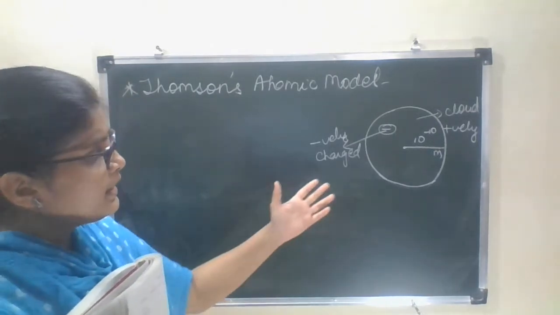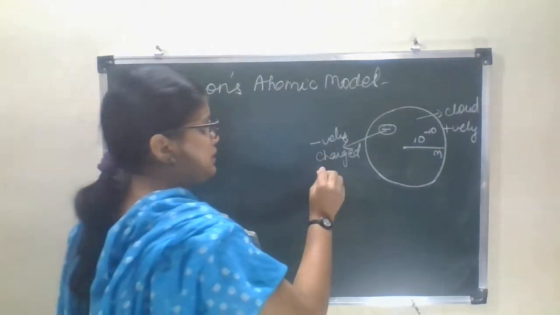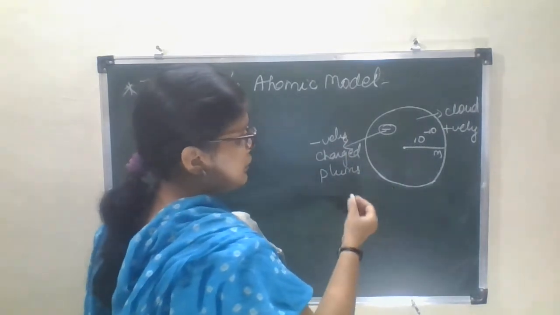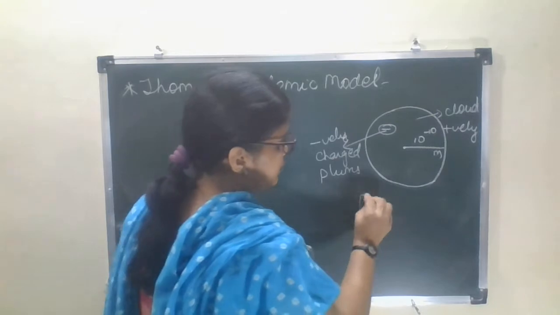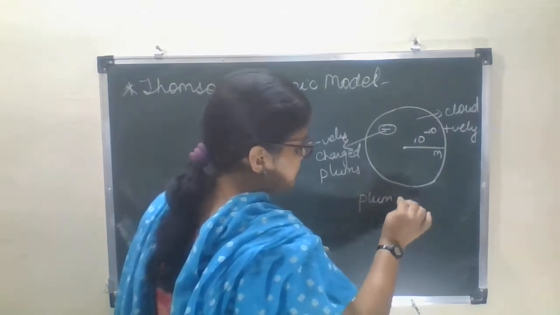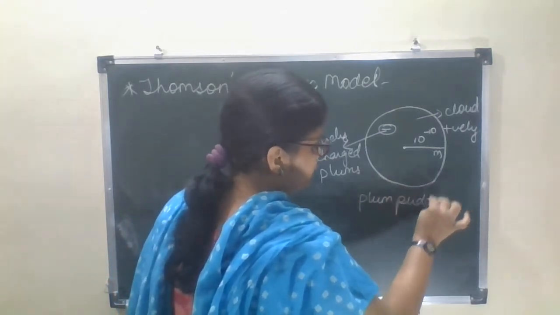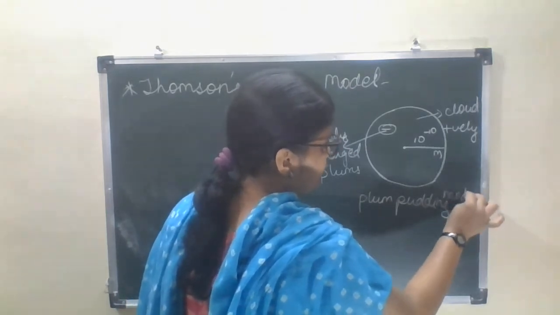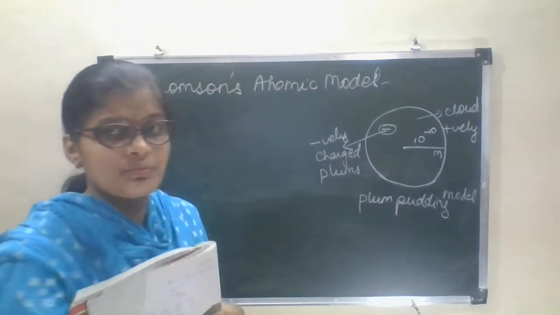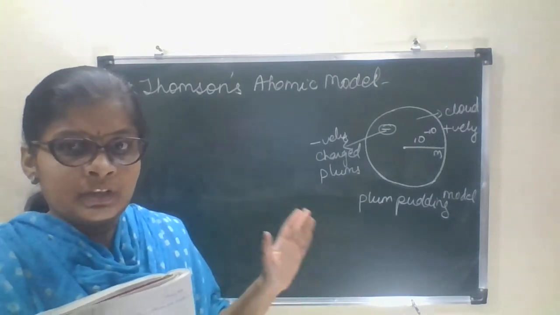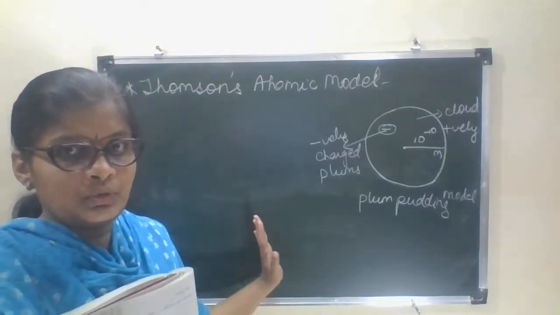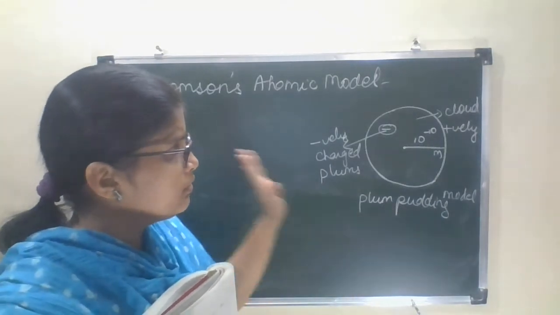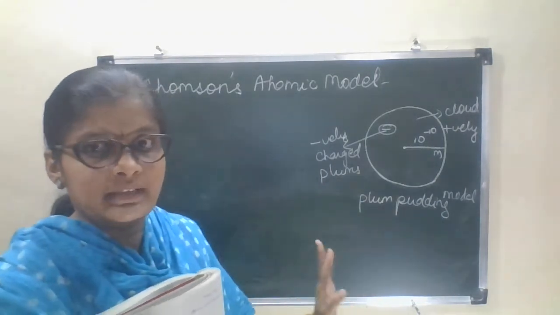He says that these negatively charged particles act like plums in a pudding. So this model is also known as the plum pudding model. There is no need for confusion: if the question asks for Thomson's model or the plum pudding model, you are going to use the concept of the Thomson model only, because the Thomson model and the plum pudding model are one and the same.